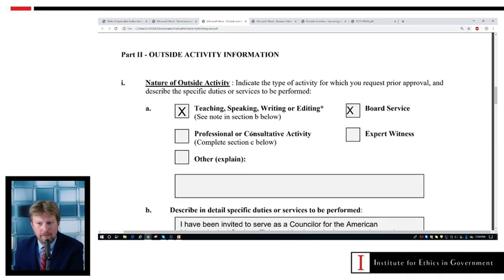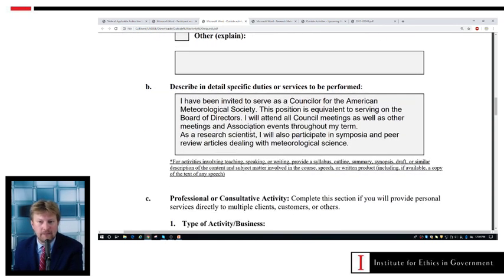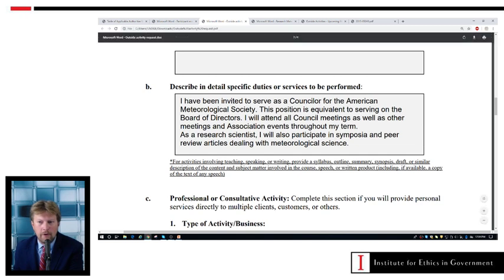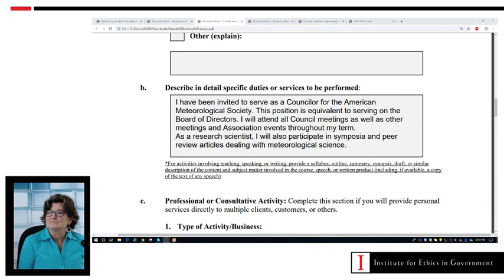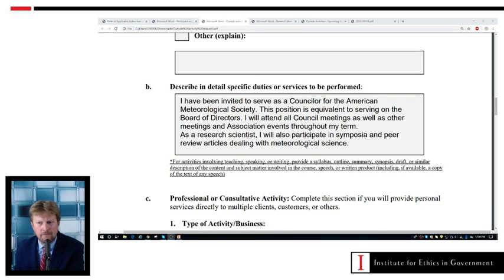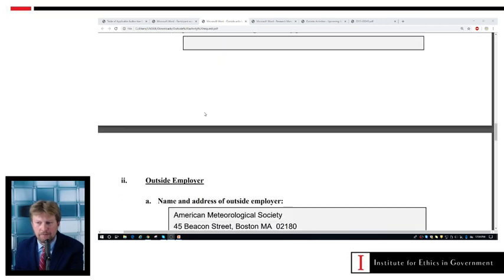Starting on page 2, we can see that this activity is going to involve some teaching, speaking, and writing, as well as service on a board. Those are going to be important facts as we do our analysis. We also find out that she's been invited to work as a counselor for the American Meteorological Society. So we have a sense that this work is relatively close to her job as a meteorologist with the government. That's some information that we're going to want to make a note of.